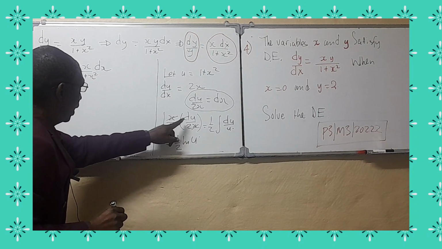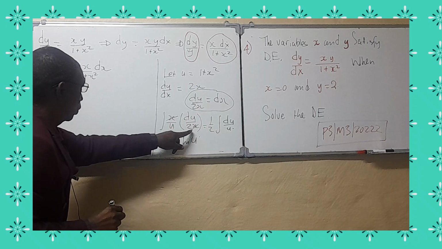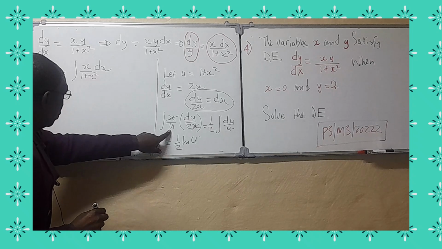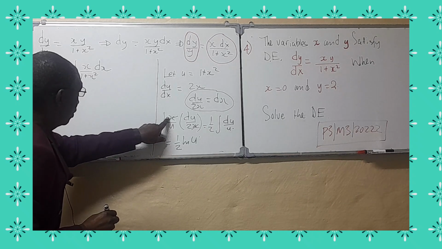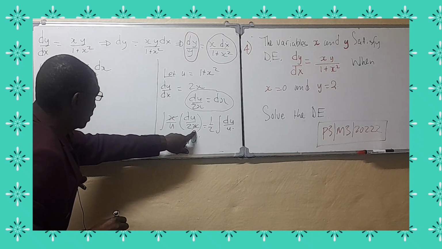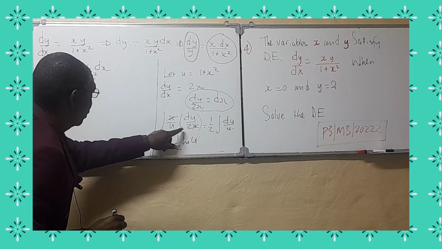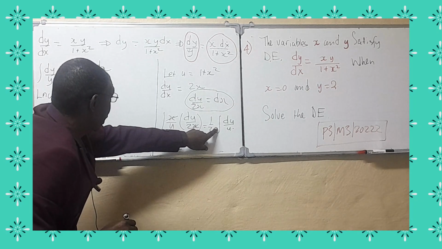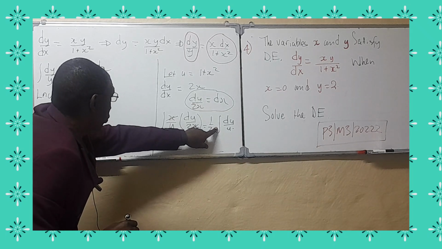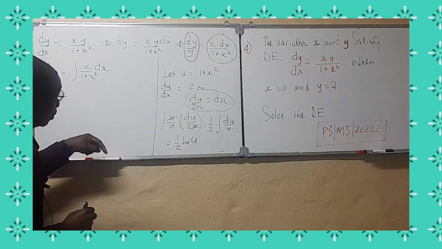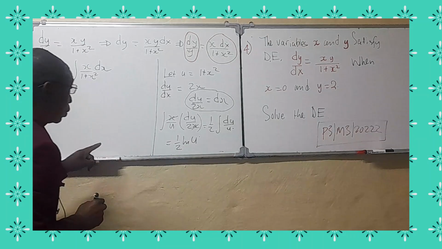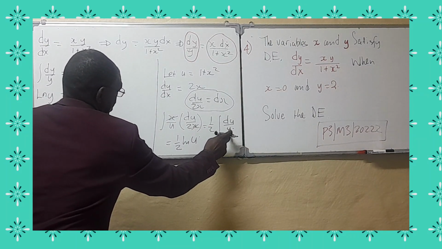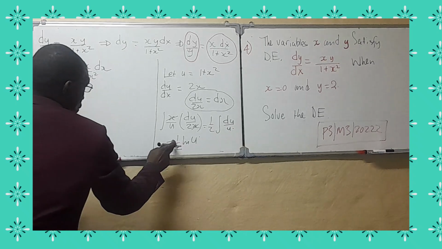What happened here? I replaced my dx with du over 2x. And then this, of course, becomes a u. So I've got an x here and an x down here. They cancel each other out. And I'm left with these two, which I took out, and it's a half outside the integral sign. It's allowed to take a constant out of the integral sign, but you can't take a variable outside the integral sign. So we did that. That becomes half of du over u, which of course is ln u.